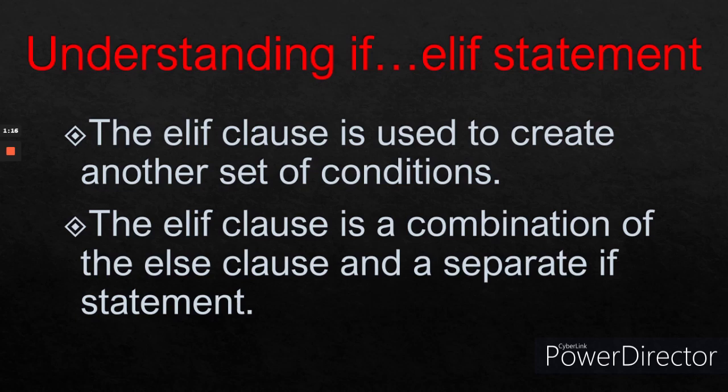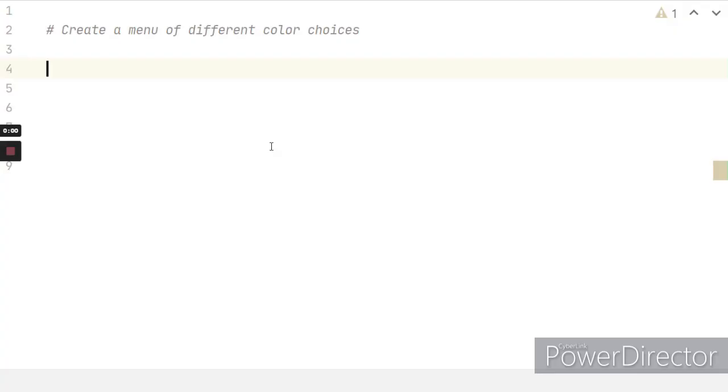Now I will show you how to use the elif statement with the if and else statement to create a small menu. So basically, the elif statement allows you to check multiple expressions for true and execute a block of code as soon as one of the conditions equals true. Similar to the else, the elif statement is optional. So now I will show you how to create a menu, but before that I will explain the scenario.